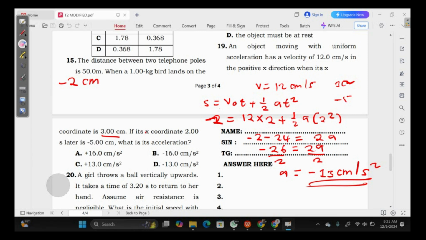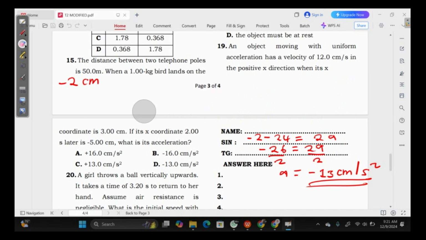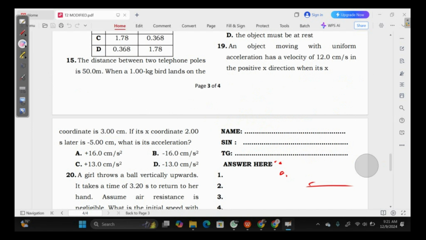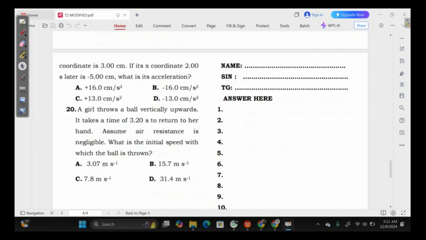Okay, so now we go to the last one. This is the one you were talking about, right? The last one. Yes, where they found the thing. Let's see. Maybe we made a mistake, but I don't know. So the question is saying a girl throws a ball vertically upward. It takes a time of 3.2 seconds to return to her hand. Assume air resistance is negligible. What is the initial speed with which the ball is thrown?